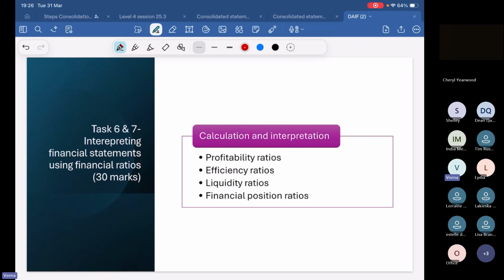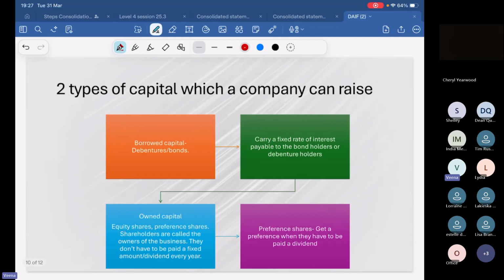Okay. So this is the end of the overview of the exam itself. Now I'm going to show you the types of capital. Now, to start with consolidated financial statements, there is a topic called company finance.